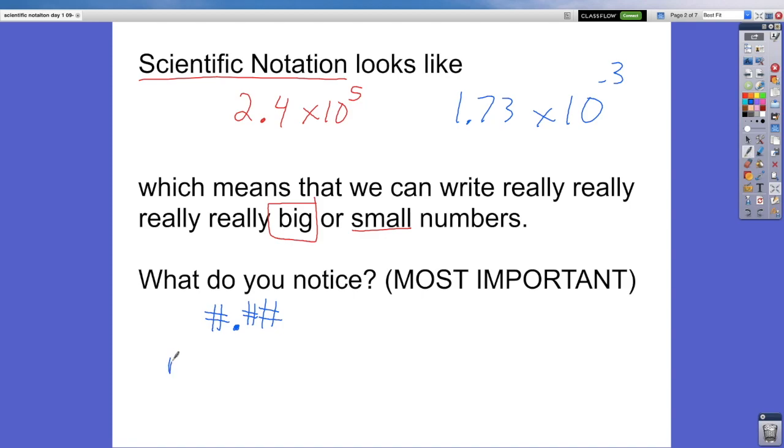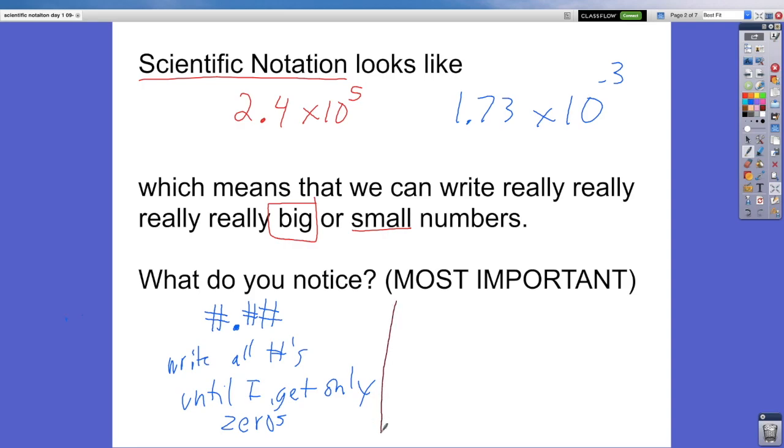I write all numbers until I get only zeros. This will make more sense when I do it, okay? So when I write this out, I want it to be a number, then my decimal point, then number, until I get to where there's only zeros. Okay? When I start doing this, it'll make more sense.